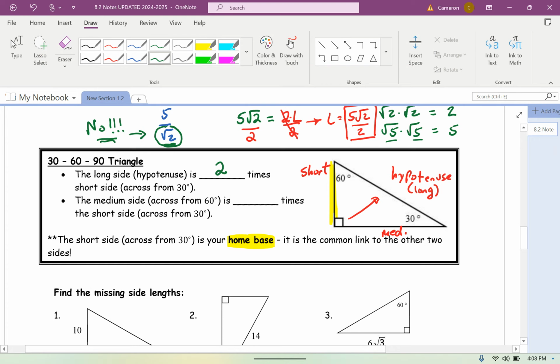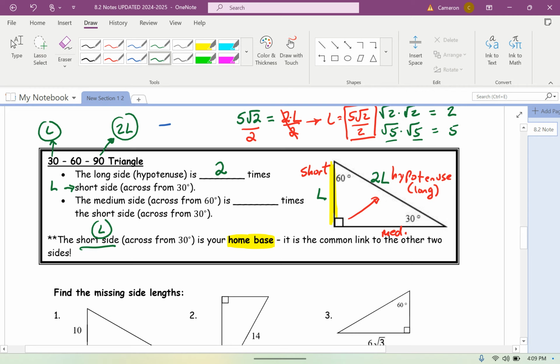So I'm going to call my short side L. Okay, that's going to be the side across from 30. To get to the hypotenuse, all I need to do is multiply that length by 2. So this hypotenuse would have a length of 2 times L. Okay. So I'm going to label 90 as, let me get rid of my comment here. Across from 90, the hypotenuse is going to be 2 times L. And again, what is L? L is going to be the short side across from 30.